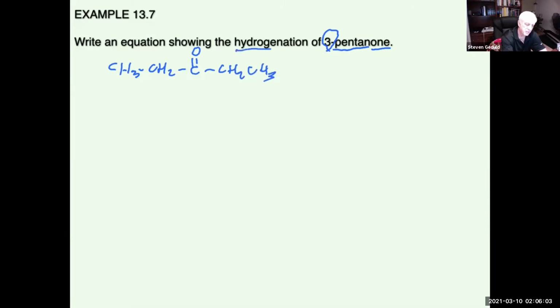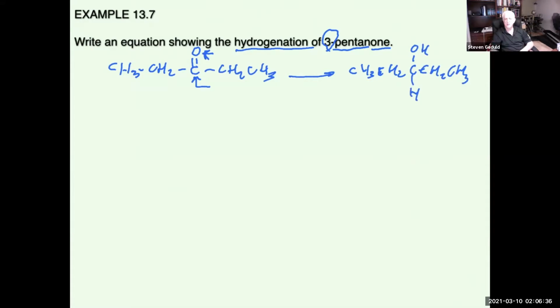Hydrogenation means just adding hydrogen across the double bond. So it's going to add to this oxygen and to that carbonyl carbon. So it's going to end up with CH3, CH2. We open up this bond, and we add our hydrogen, and we add our hydrogen to the carbon. And we have a secondary alcohol.